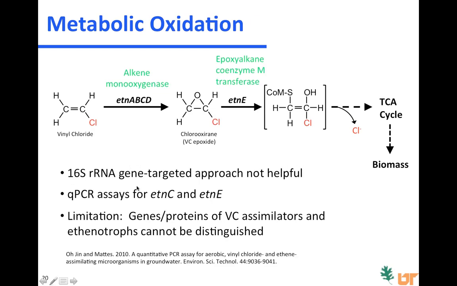The limitation, however, is that organisms that can grow with ethene use the same genes or proteins, but not all of these ethene degraders can also grow with vinyl chloride. So there are ethene degrading bacteria using the same genes and same proteins as the vinyl chloride degraders use. So this is a limitation of this approach. But still, it can be helpful to monitor sites where vinyl chloride disappears in the presence of oxygen.